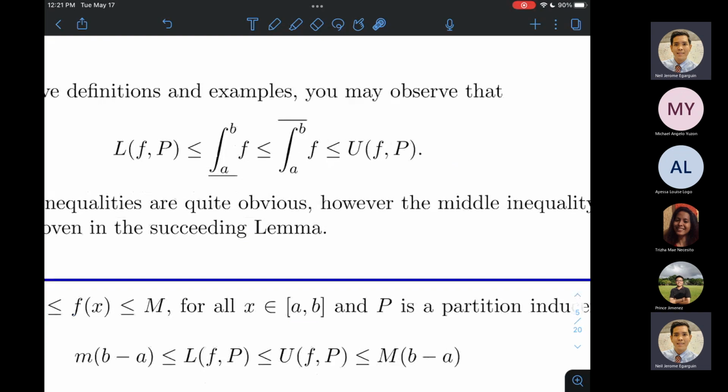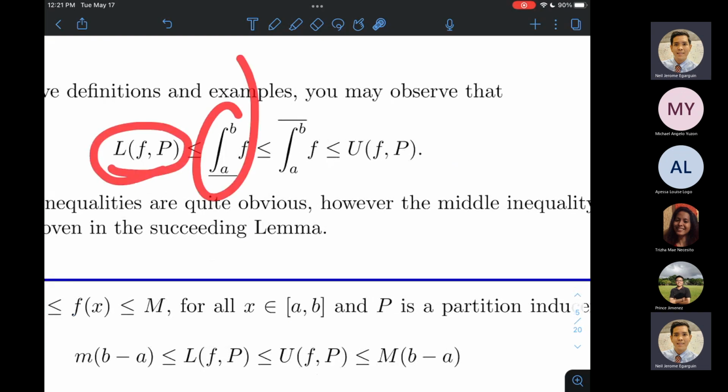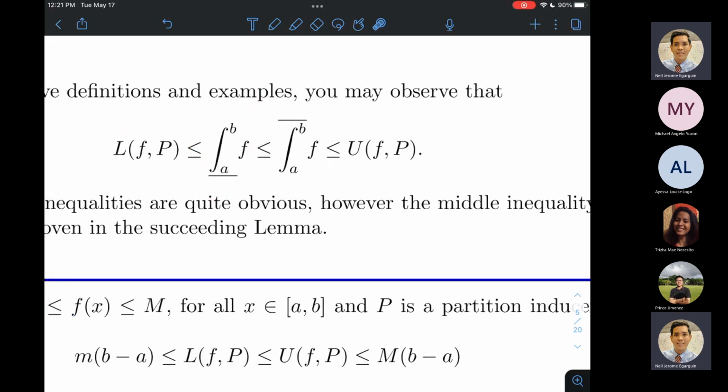So, sabi rito ay lahat ng lower sums ay less than or equal to sa lower Riemann integral. And that should be obvious, all right? Bakit siya dapat maging obvious?